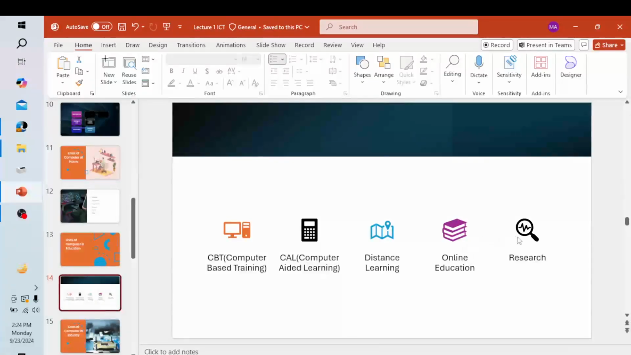The next one is research. Research is basically that different research scientists can share their research using the internet. Many websites are developed for research activities. Students and young researchers can benefit from the research websites.